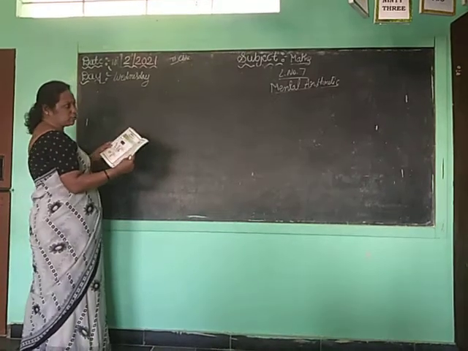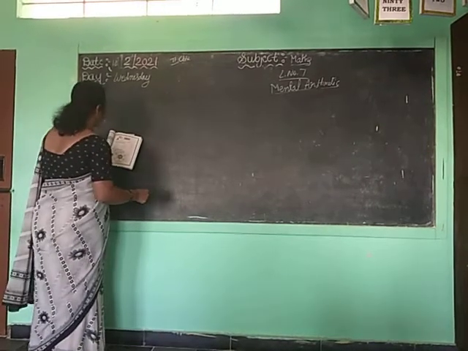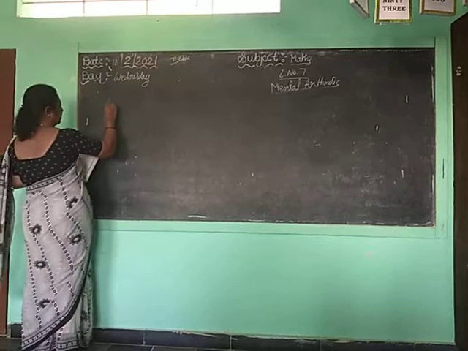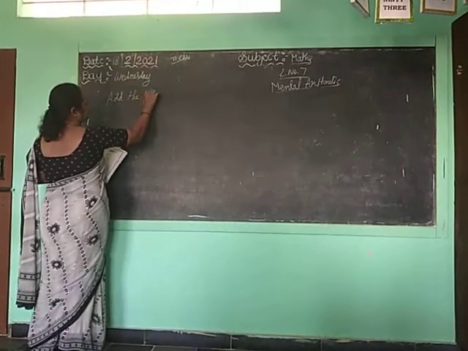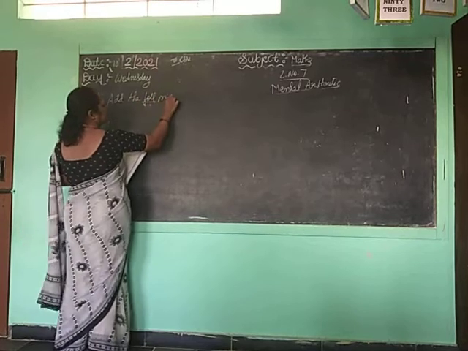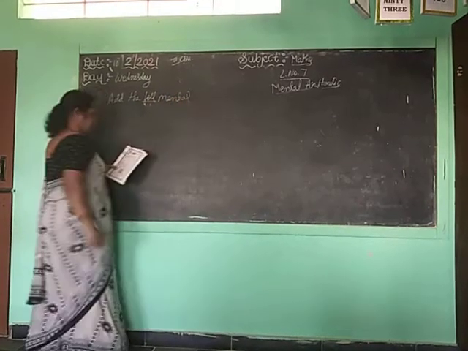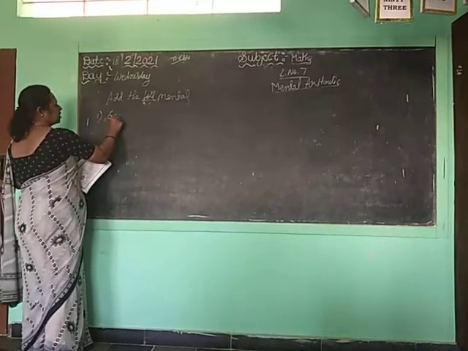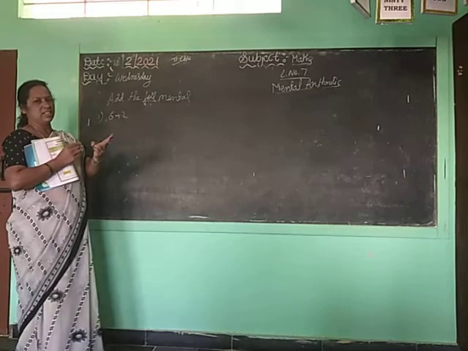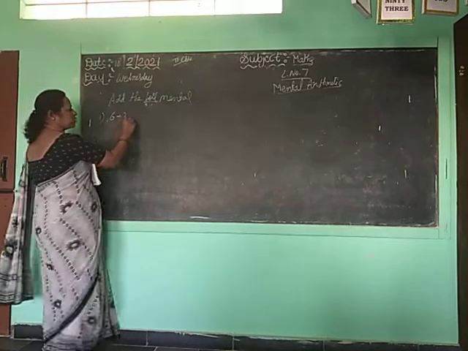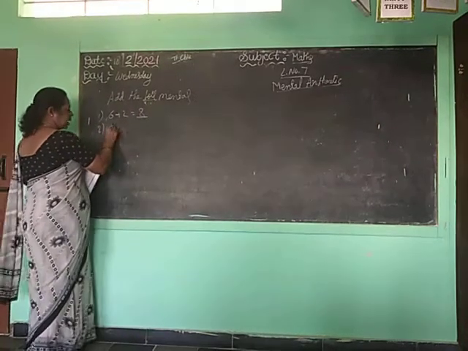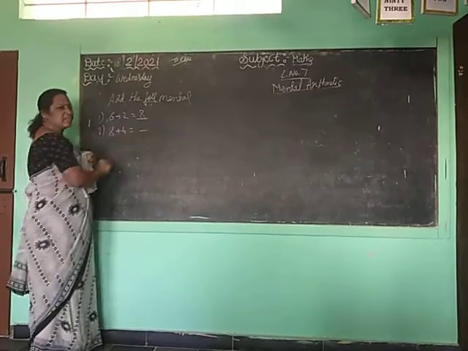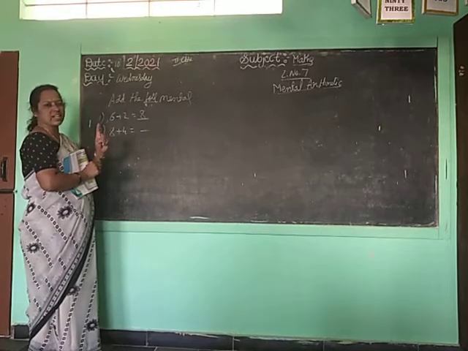Sorry, page number 149 in your textbook, that is, add the following mentally. See, first one is what? 6 plus 2. 6 plus 2 is how much? 8. 8 plus 4 is 12.